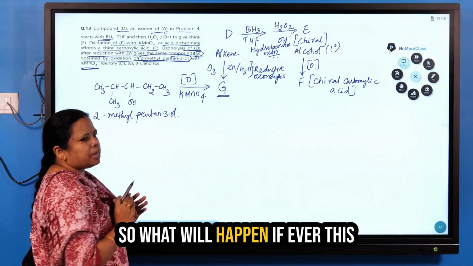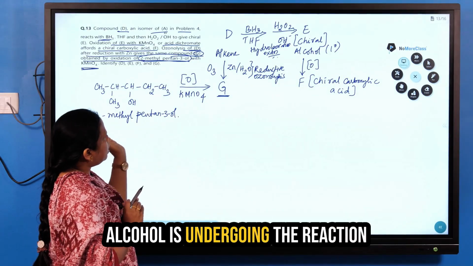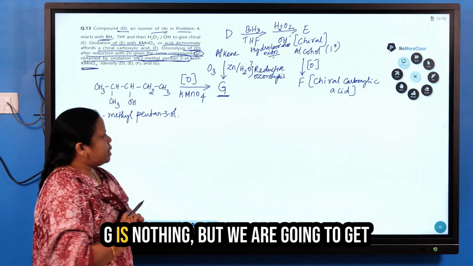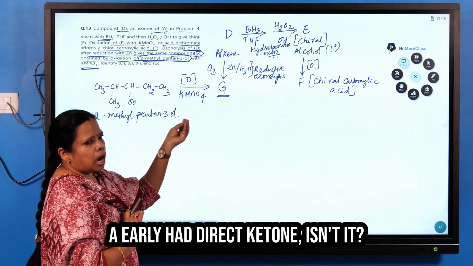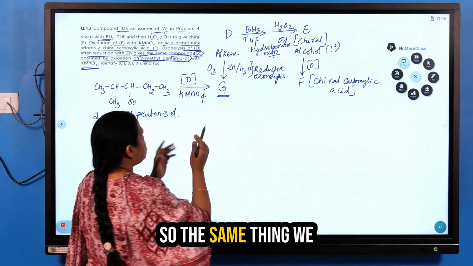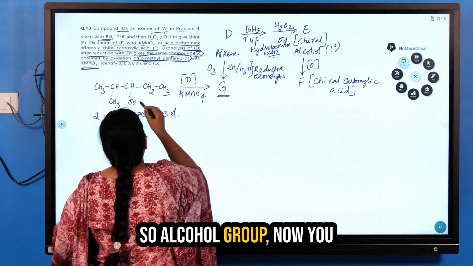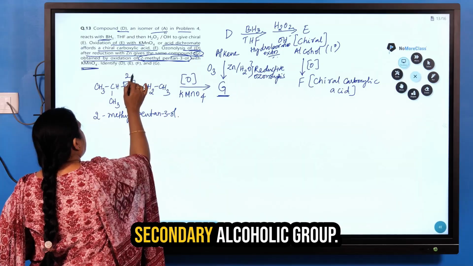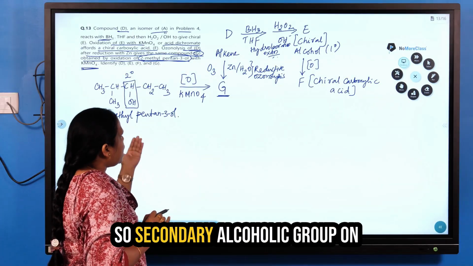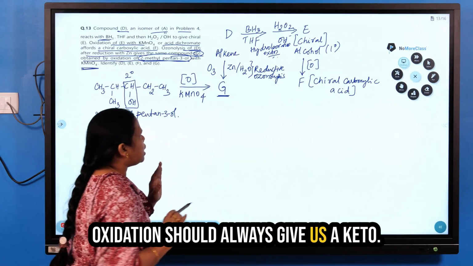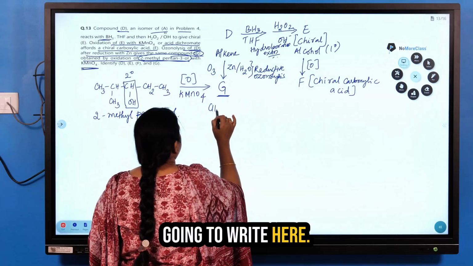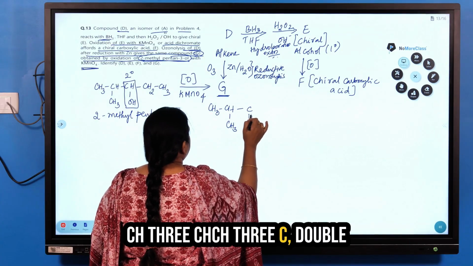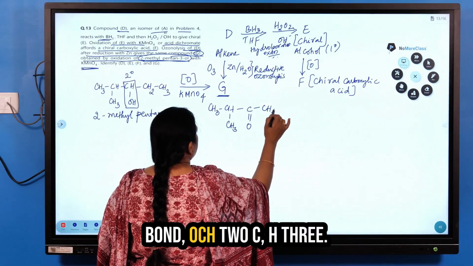So what will happen if this alcohol undergoes the reaction and gives us the respective product G? We are going to get an aldehyde or a ketone, isn't it? Now you can observe this is CHOH. That means this is a secondary alcoholic group. A secondary alcoholic group on oxidation should always give us a ketone. So that is what we are going to write here: CH3, CH3, C double bond O, CH2, CH3.